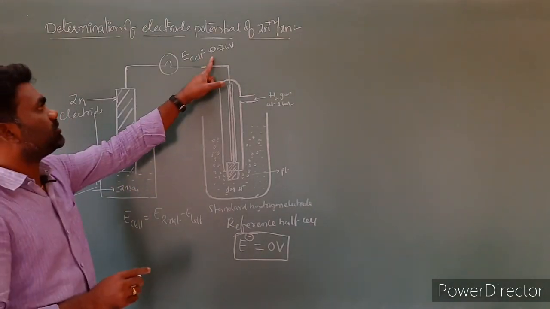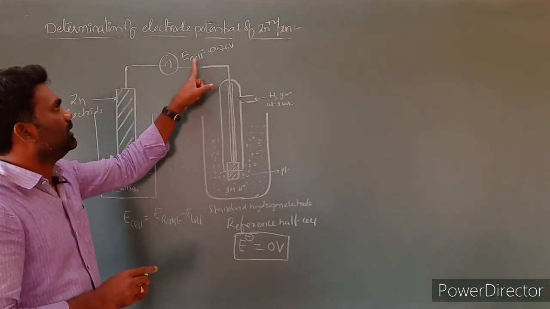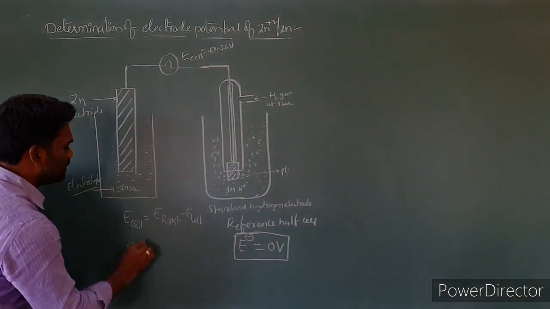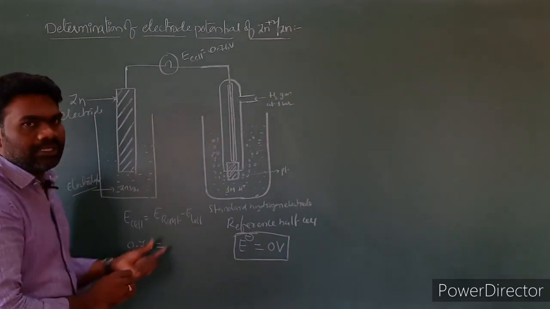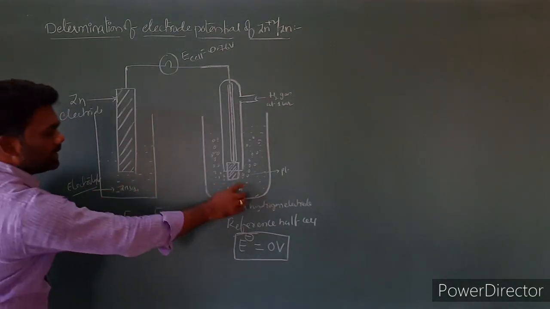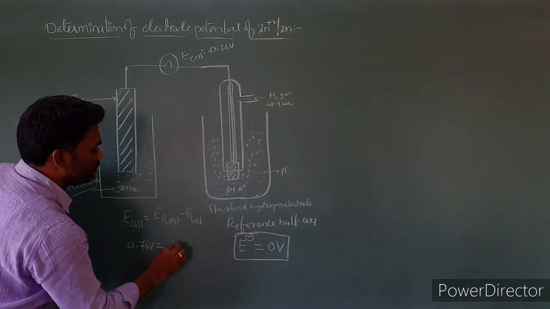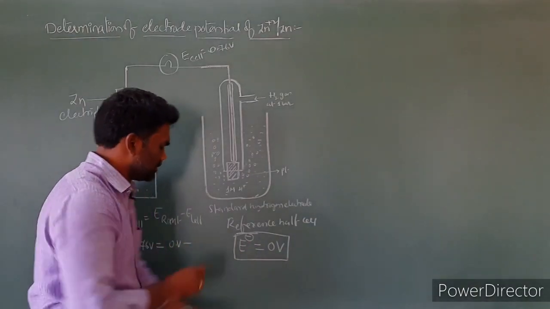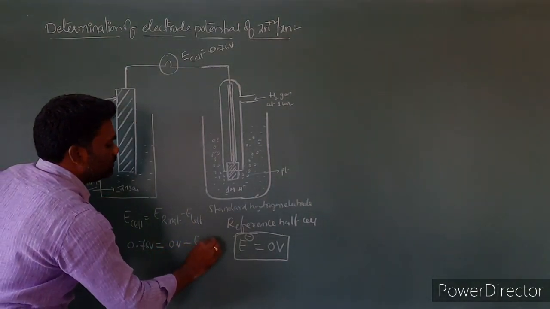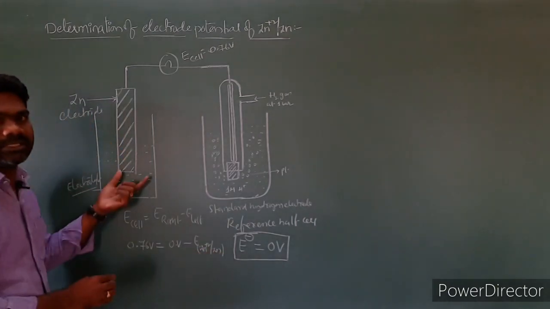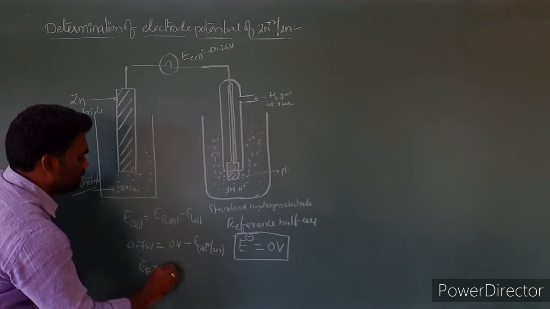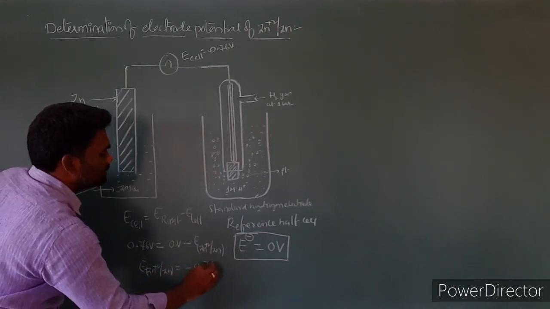When the zinc electrode is connected to the hydrogen electrode, the cell potential we got is 0.76 volts. So the cell potential of 0.76 volts is equal to E right minus E left. The right side is the hydrogen electrode, which is 0 volts. The left side is the zinc electrode, E left, which is Zn plus 2 by Zn. So Zn plus 2 by Zn is equal to minus 0.76 volts.